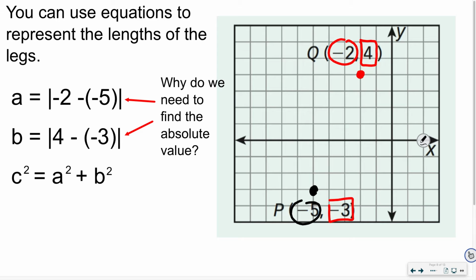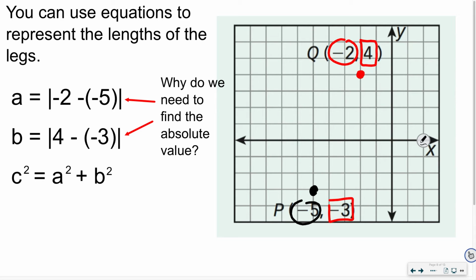Why do you think we need that absolute value symbol? Those calculations that we just did, the 4 to the -3 and the -2 to the -5, what were we finding? What were we calculating? What about the coordinates? We were finding the distance. Good. Why do you think if we're finding distance, we would want to add in that absolute value symbol there?